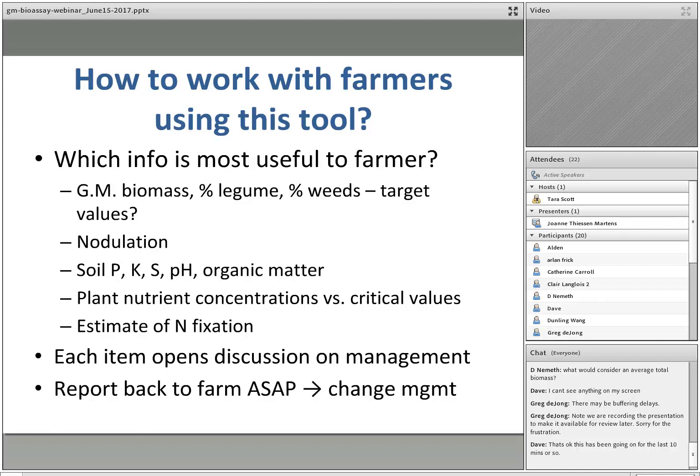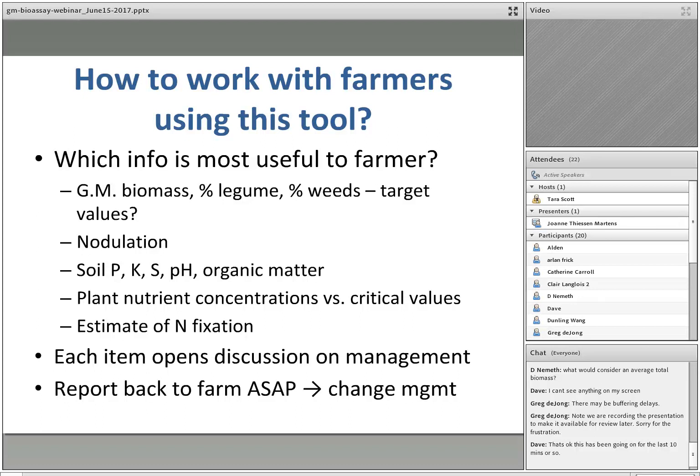Okay, and as I sort of alluded to, each of these items opens some discussion on the management related to all of them, and they're not just numbers and results to be handed over to the farmer, but rather an opening point for going into some more detail on the farmer's management approaches.